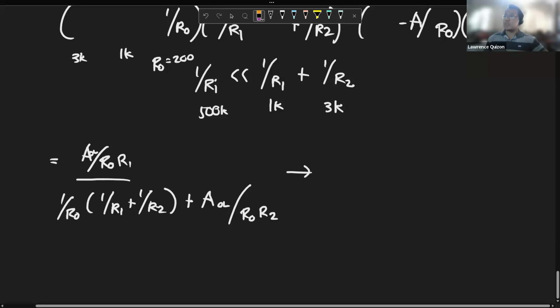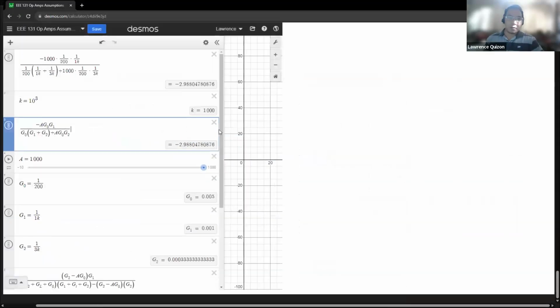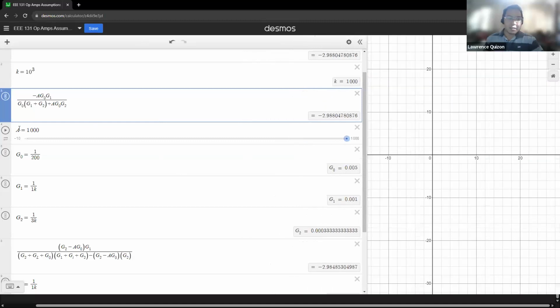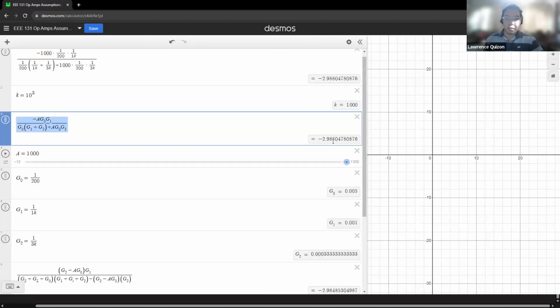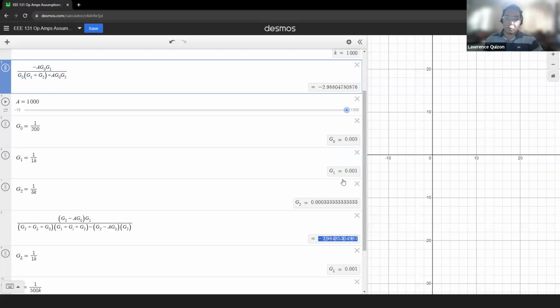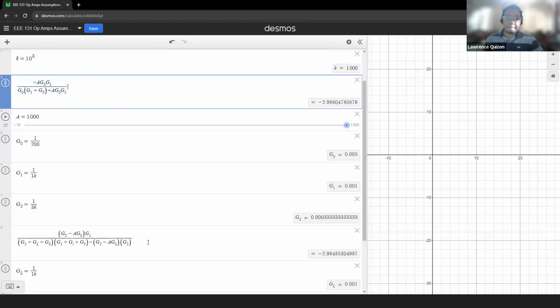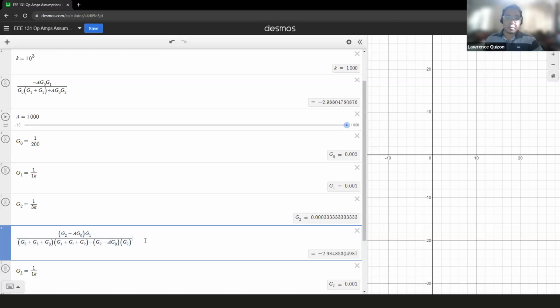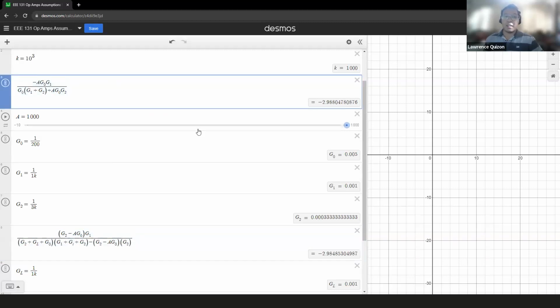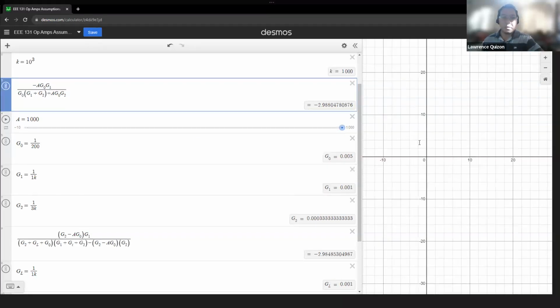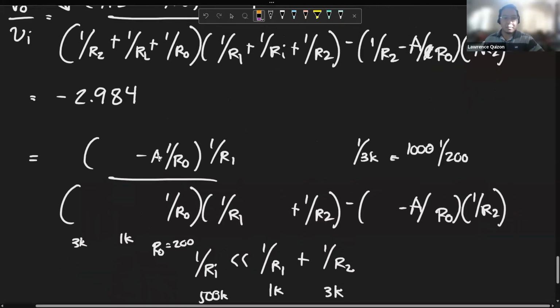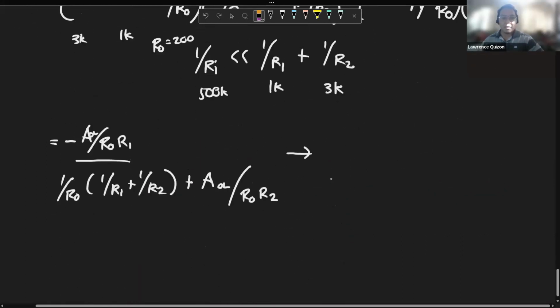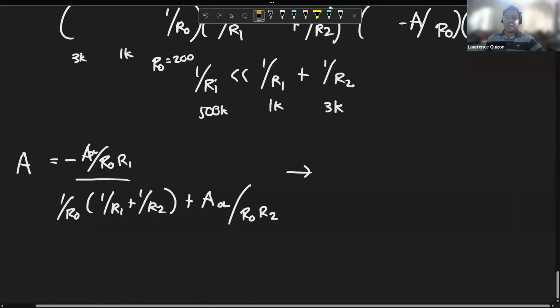Which gives you, and I'll show you the calculator, almost exactly the same, no? So 2.988 to, this is 2.984. So those types of simplifications actually save you a lot of pen work and they actually do work. But then again, di po ba dapat negative yung numerator? You're right. Negative yung numerator. Yeah. So your real gain is like this.